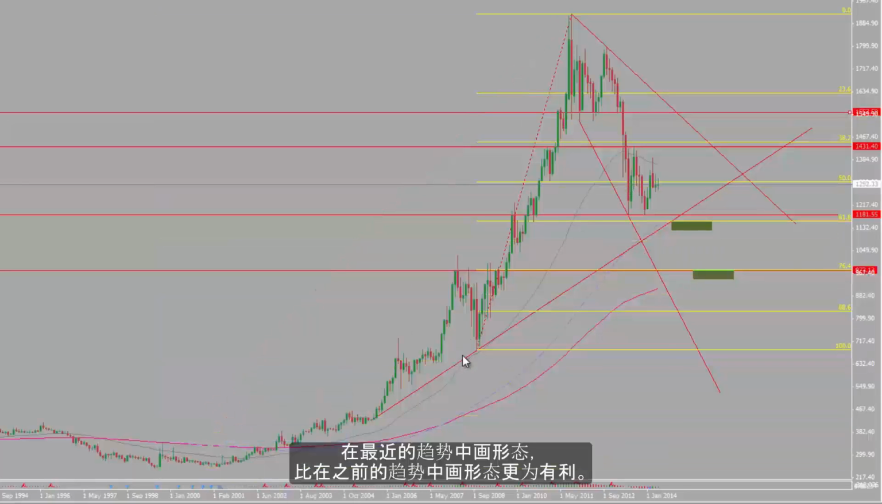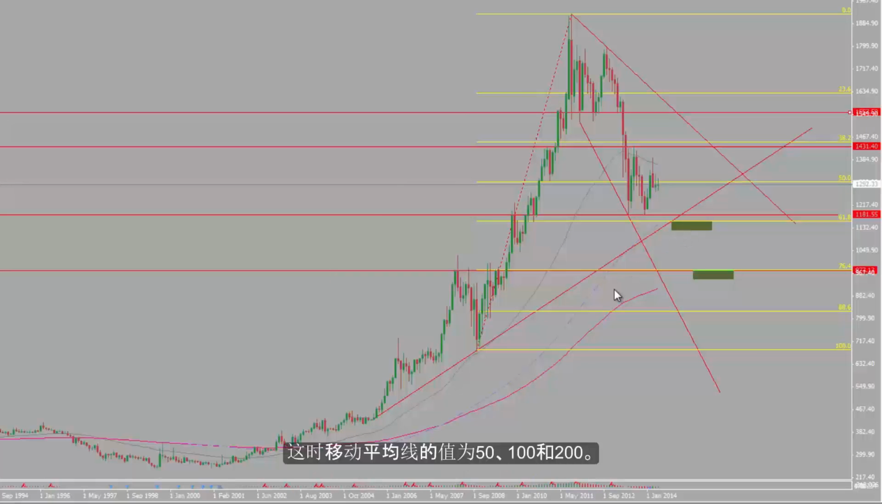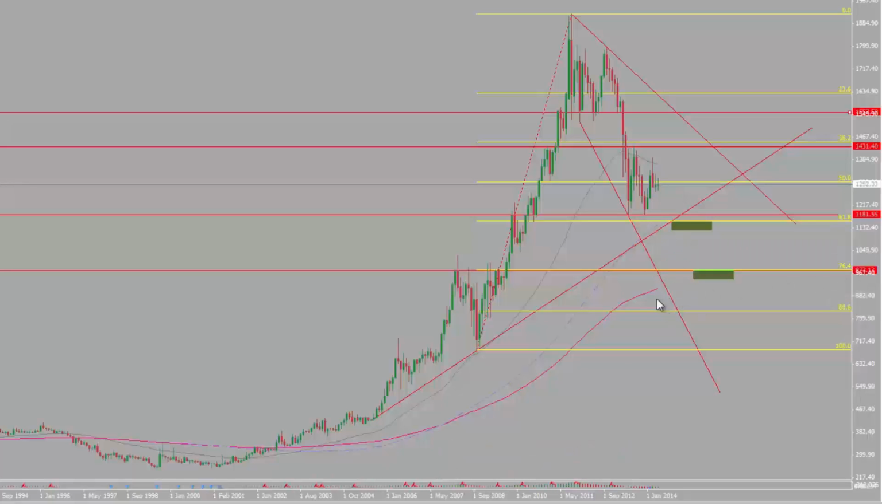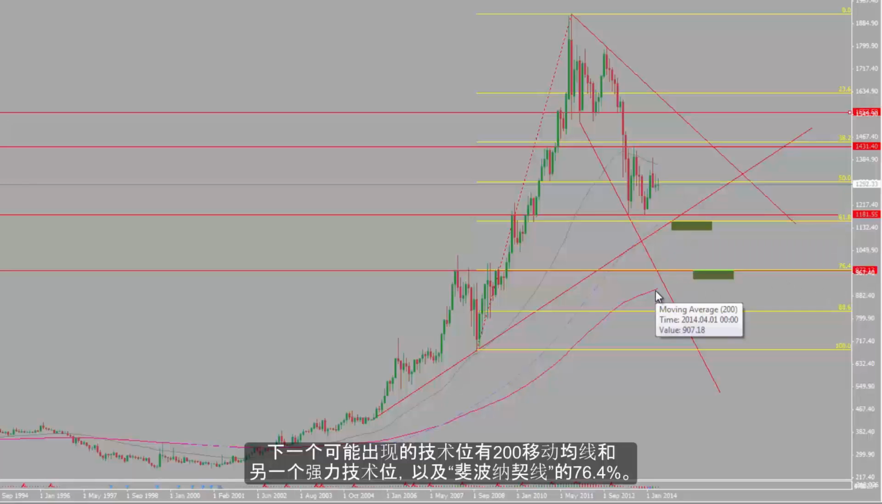Drawing patterns on the most recent trend would be more beneficial than on earlier trends. The moving average values are 50, 100 and 200. Price could not cross the line 50 completely towards the top, and the next region has the level of 61.8% of Fibonacci, as well as a powerful level and moving average line 100. The next presumptive level has a moving average line 200 plus another powerful level and 76.4% of a Fibonacci pattern.